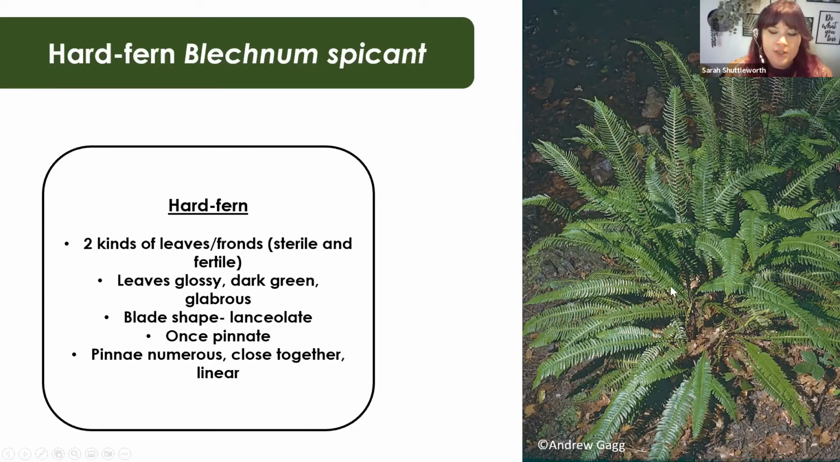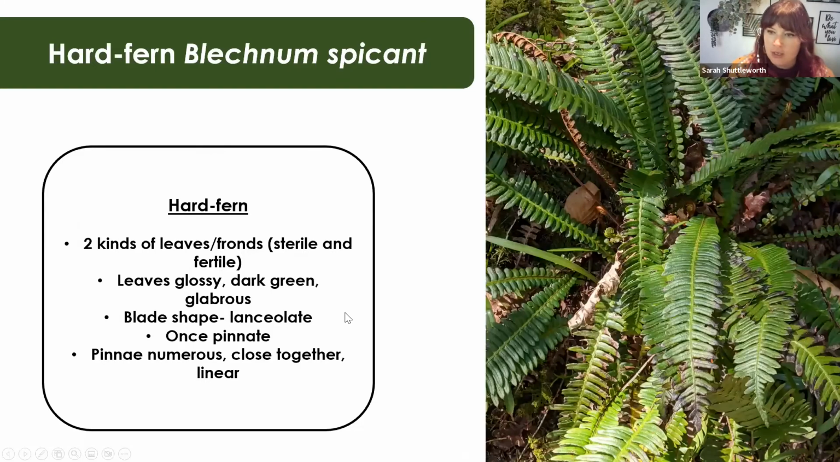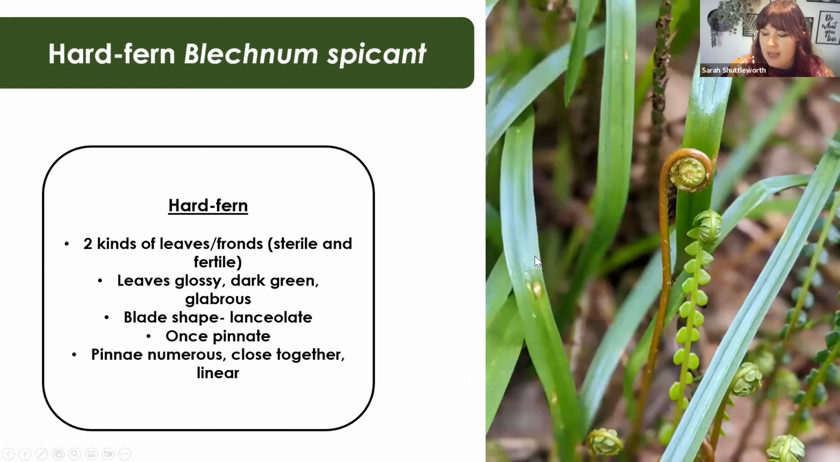The pinnae, which are the individual little leaflet bits that come off, are numerous and they are close together, and they themselves are also linear. So it gives that really distinctive look. Just a bit more of a closer up image. You can see how tightly packed they are, all these pinnae. And here's just a tiny young hard fern just unfurling, which is rather cute. But you can see how different it looks as it's first coming out.